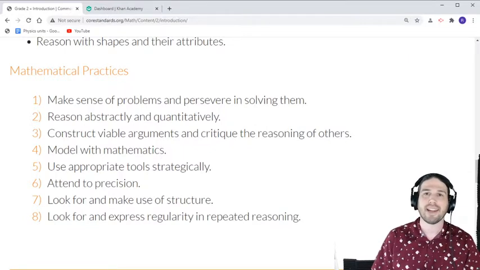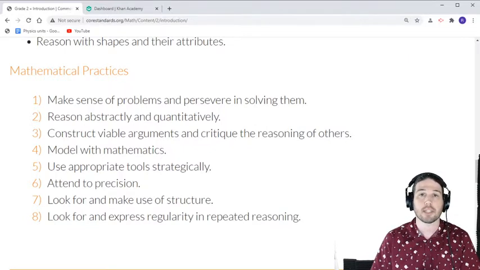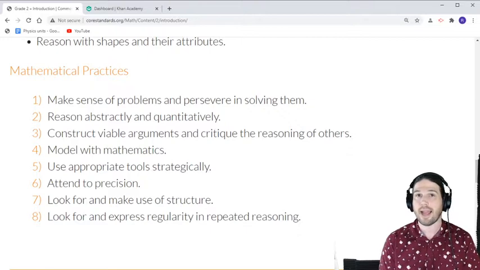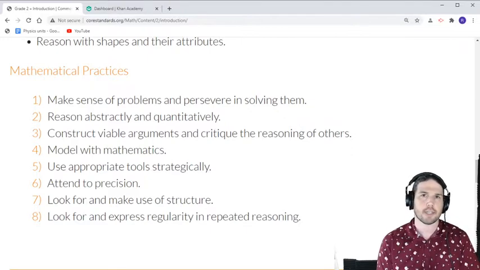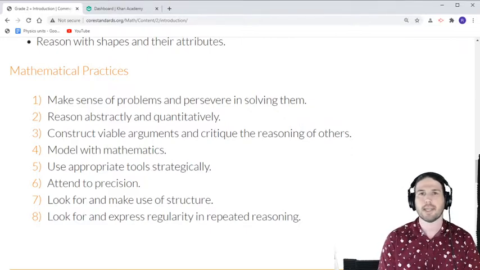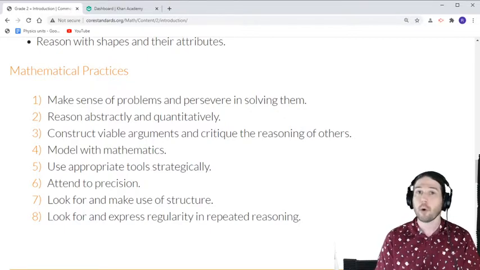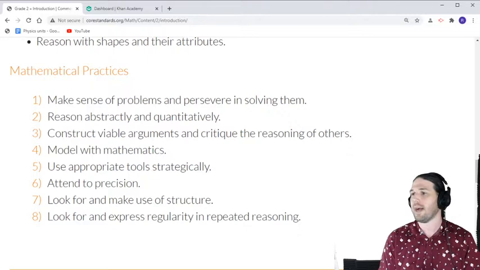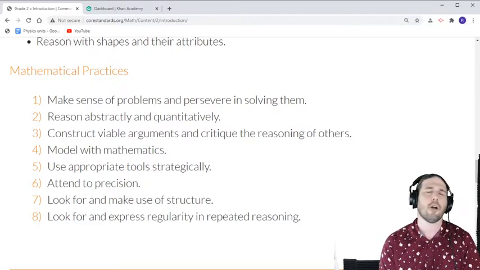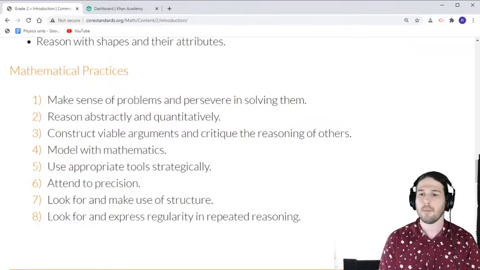Model with mathematics, again, modeling just means applying math to the real world, and other than counting and some basic addition and subtraction, that's all we've really got. The good news is we can apply that very easily through board games or through, I don't know, jobs around the house. I've done all of those suggestions before.